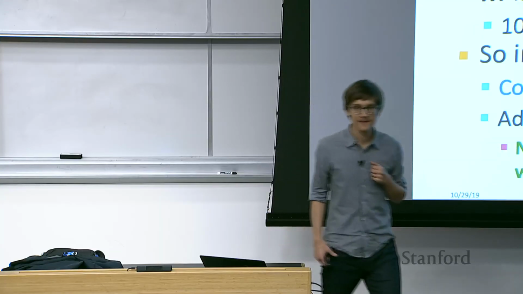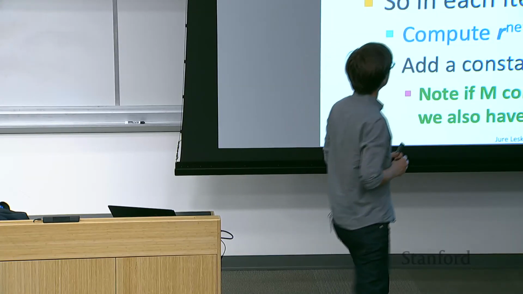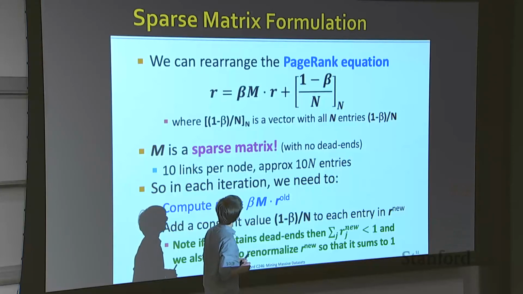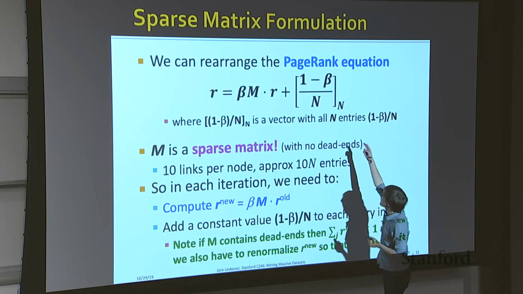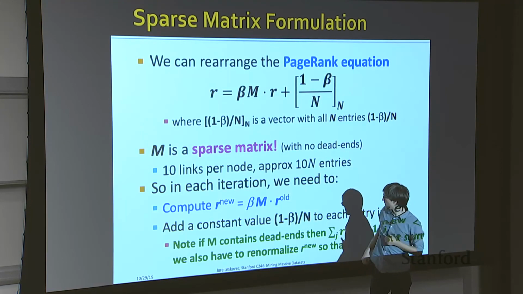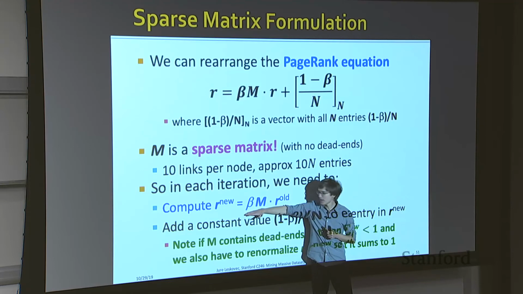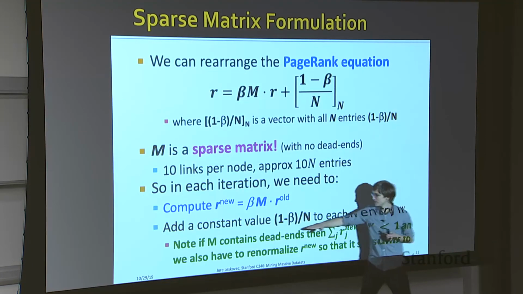Yes, Chris. Are you missing an R at the end of the equation? Should it be that constant (1 minus beta) over n and then times R again? No. I don't need to multiply it. I just add it to R. Basically, I just run this, and then to every entry of R new, I add a little constant term.